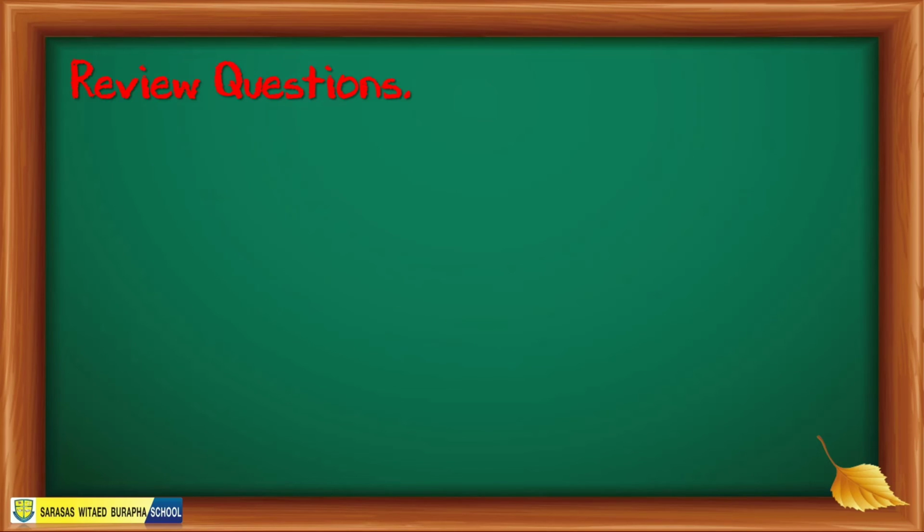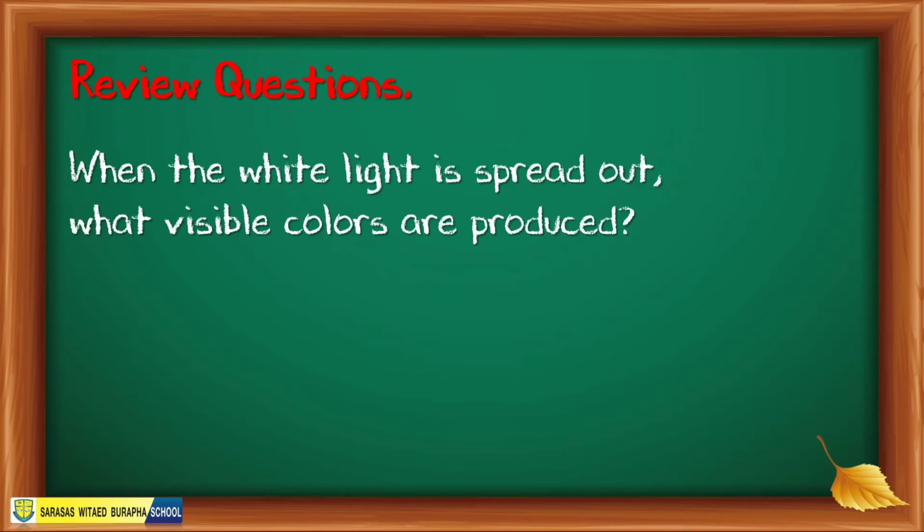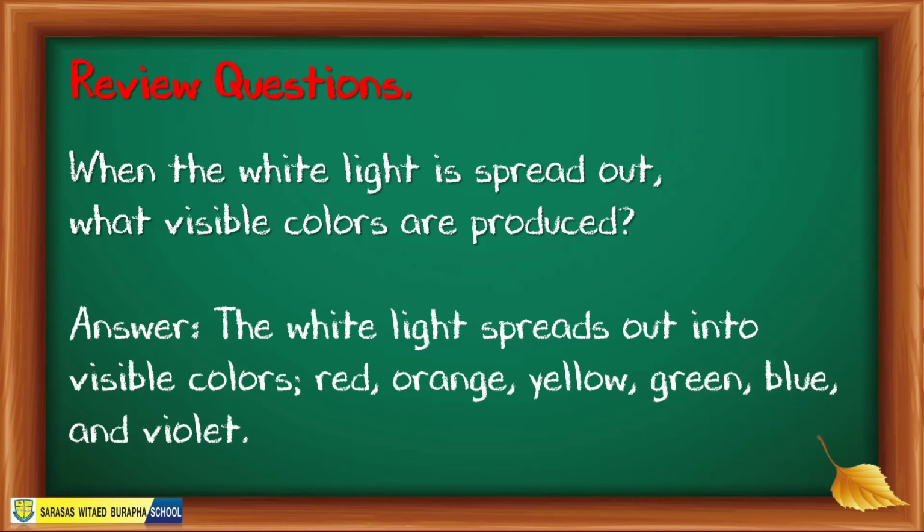Next question. When the white light is spread out, what visible colors are produced? Do you have any idea? The answer? The white light spreads out into visible colors like red, orange, yellow, green, blue, and violet.